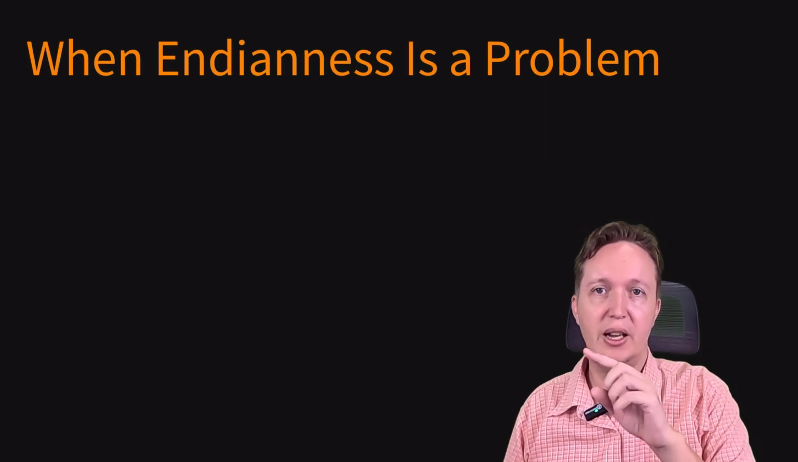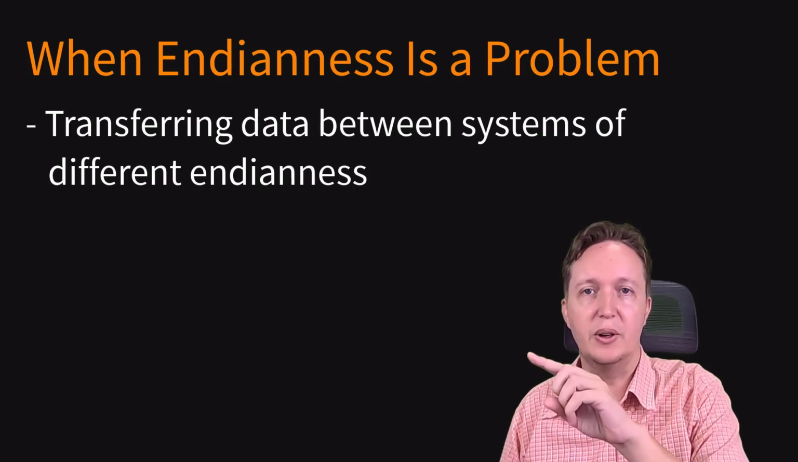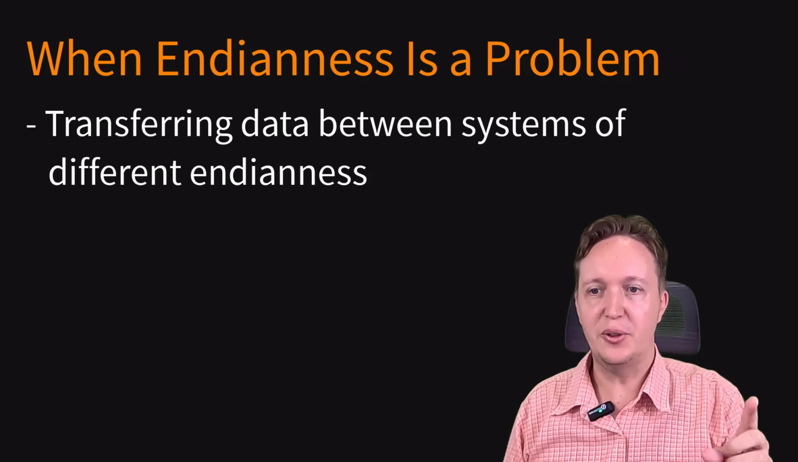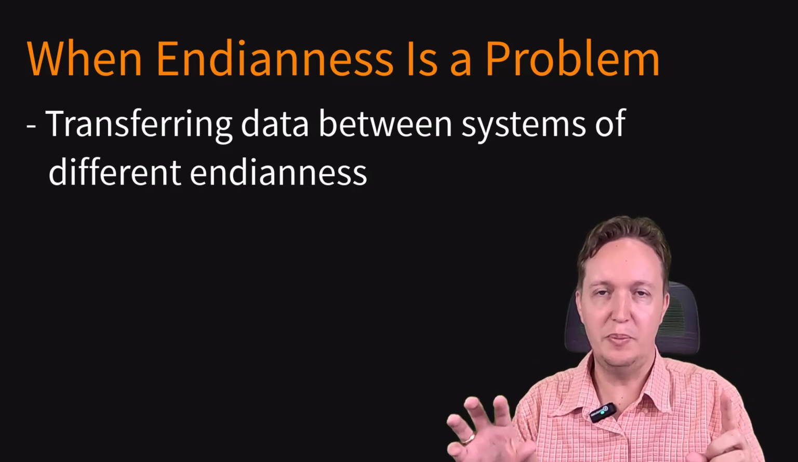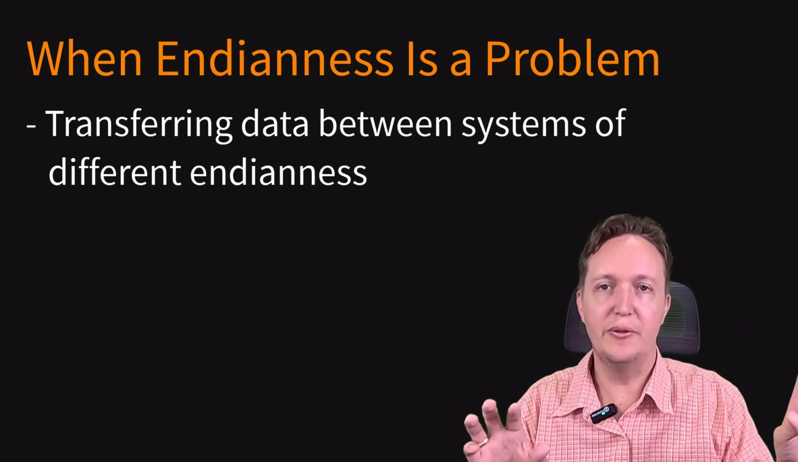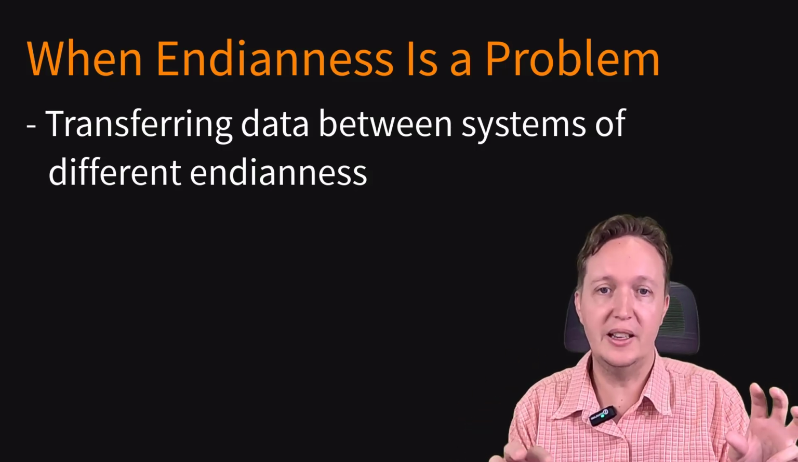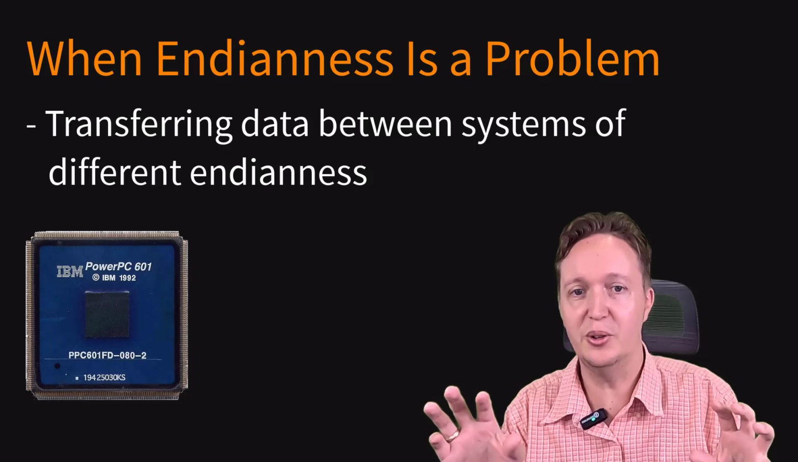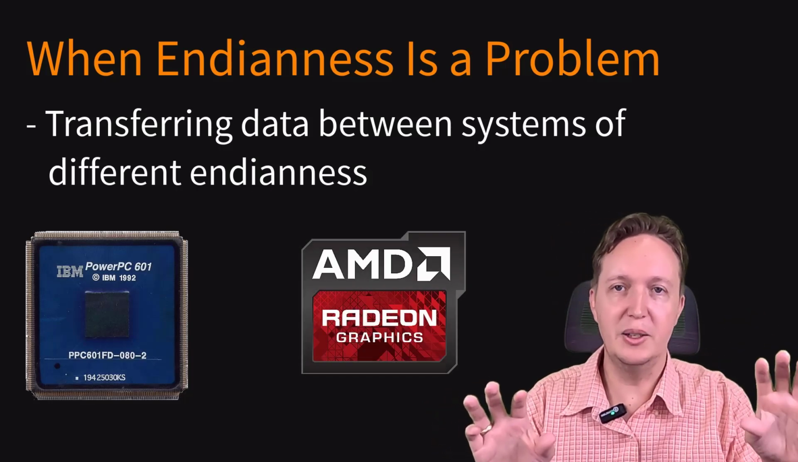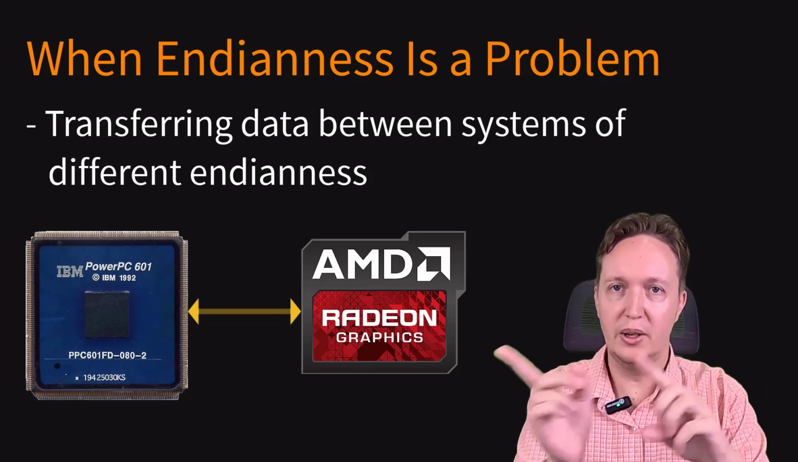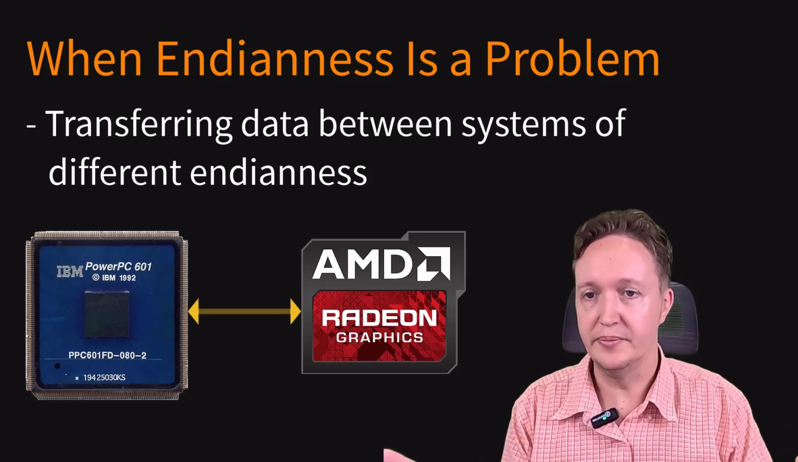The first one is transferring data between computer hardware of different endianness. That can include transferring data between the CPU and a peripheral. For example, my Amiga OS graphics drivers have to interface a big-endian PowerPC CPU with a little-endian GPU. So the data needs to be converted in endianness when transferring it in either direction.